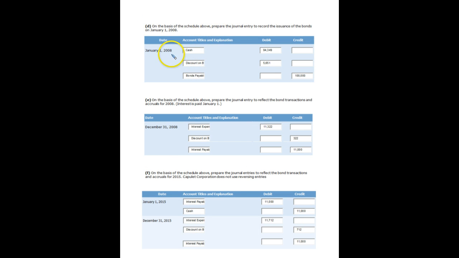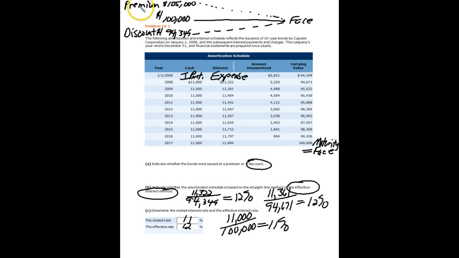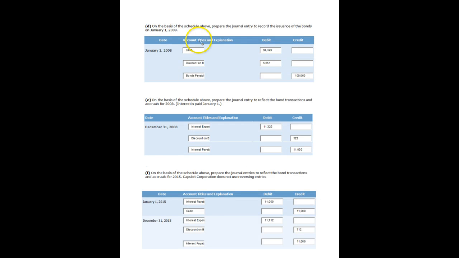Okay, then they want us to prepare journal entries at the beginning of the bond. So on January 1, they want us to make the journal entry for this. So cash would have come in of $94,349. We would put $100,000 in the bond itself. So let's look at that entry. Cash comes in of $94,349. Bonds payable is credited to increase at $100,000. And then we would plug the difference. We need a debit to balance of $5,651. That will go to the discount because the bond sold at a discount.